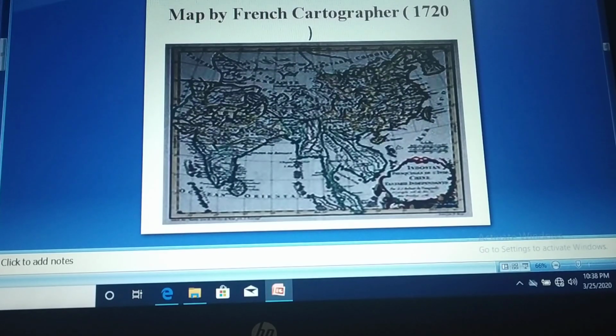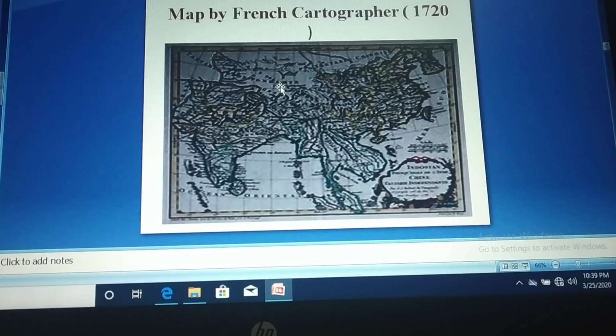The next map which you see here is a map by a French cartographer in 1720. So this is quite similar to nowadays. Now here you can see this region is India and this is Sri Lanka. Both the maps are of the medieval period. One was of 12th century, the other is of 17th century. But you can see a great difference in the maps. So that's the change that came in map drawing also.